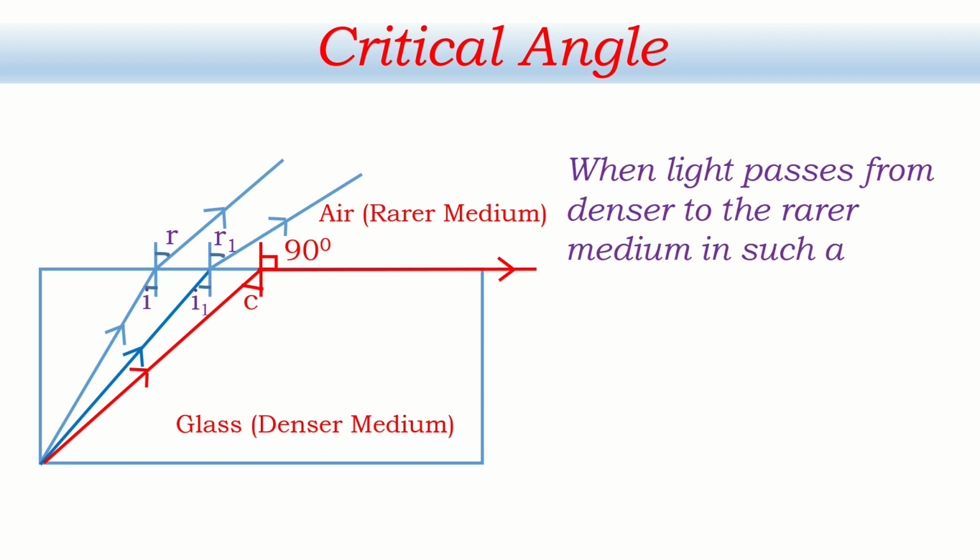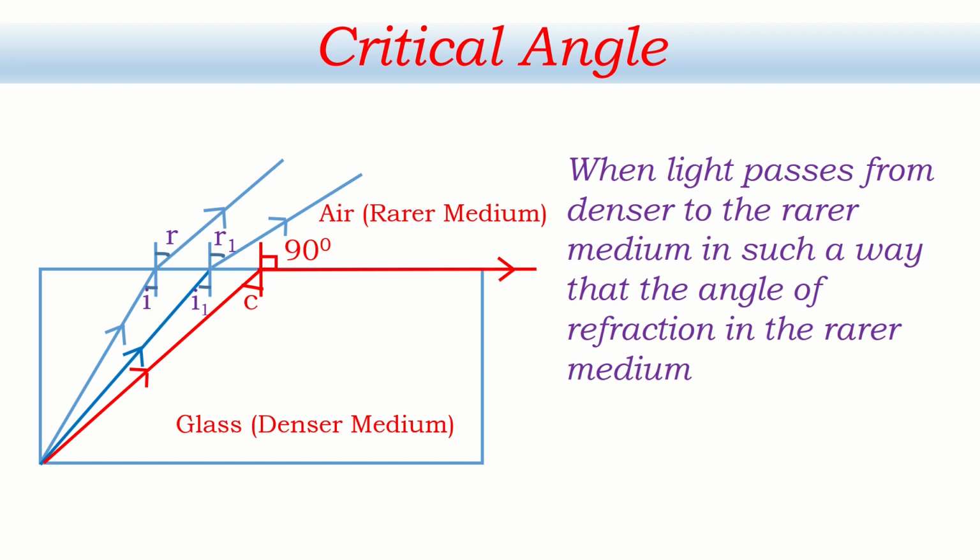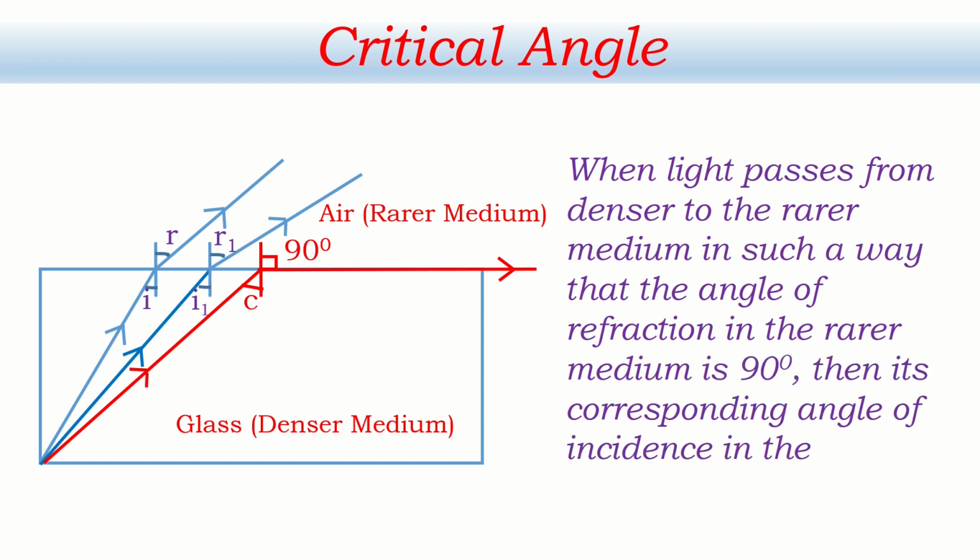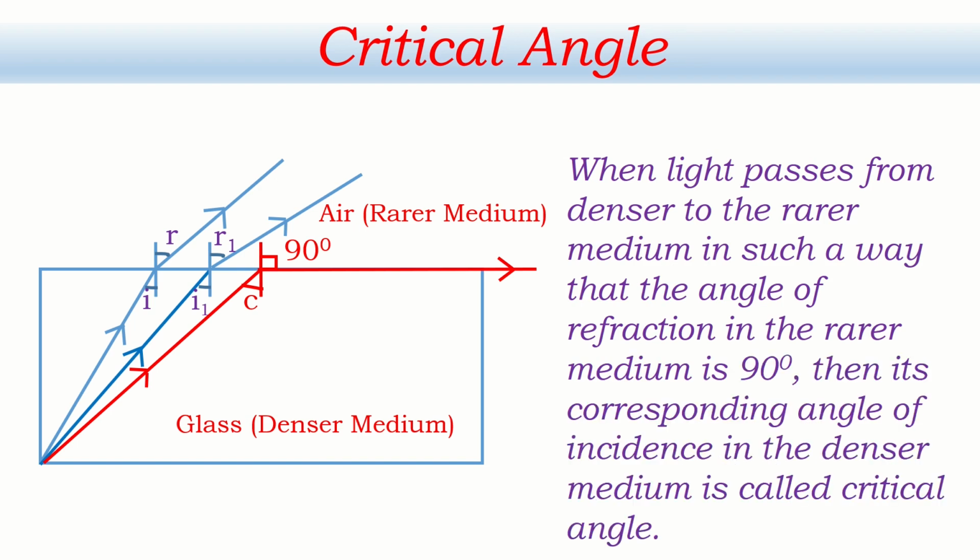When light passes from denser to the rarer medium in such a way that the angle of refraction in the rarer medium is 90 degrees, then its corresponding angle of incidence in the denser medium is called the critical angle. At this time, this is the critical angle of glass.